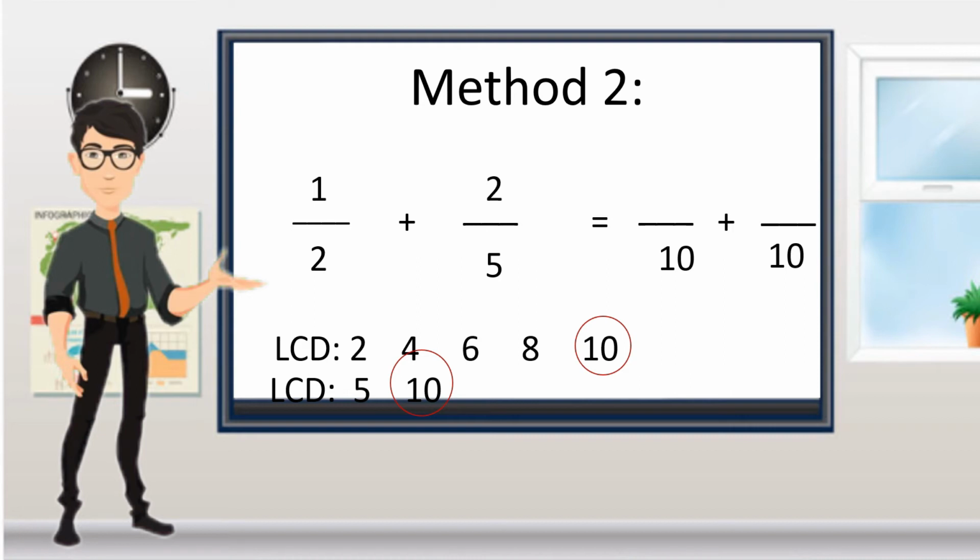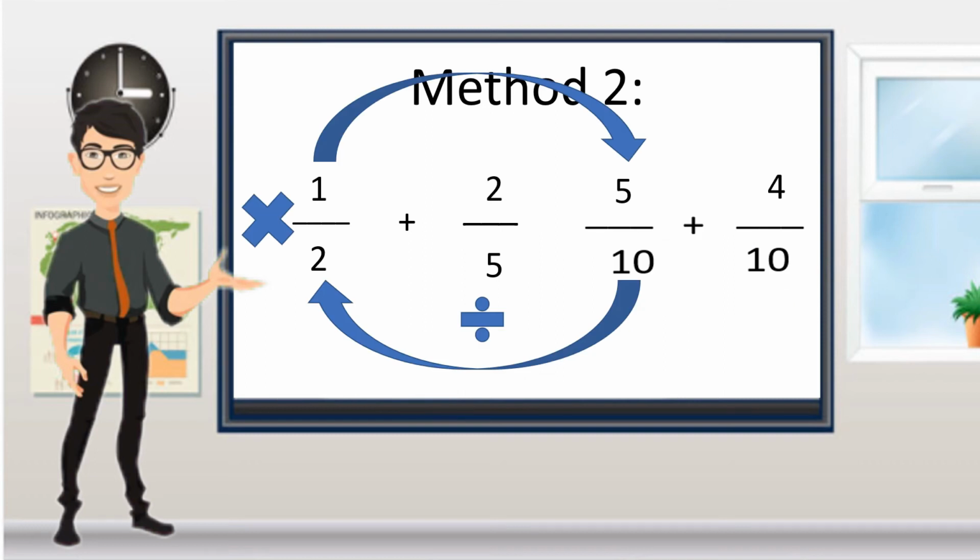So 2 times 1 is 2. 2 times 2 is 4. 2 times 3 is 6. 2 times 4 is 8. And 2 times 5 is 10. The same with 5 times 1 is 5, and 5 times 2 is 10. So the least common denominator is 10. Next method, get the equivalent fractions.